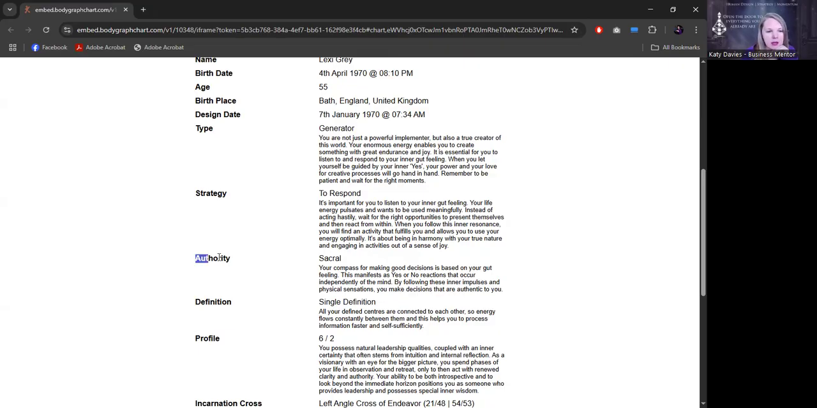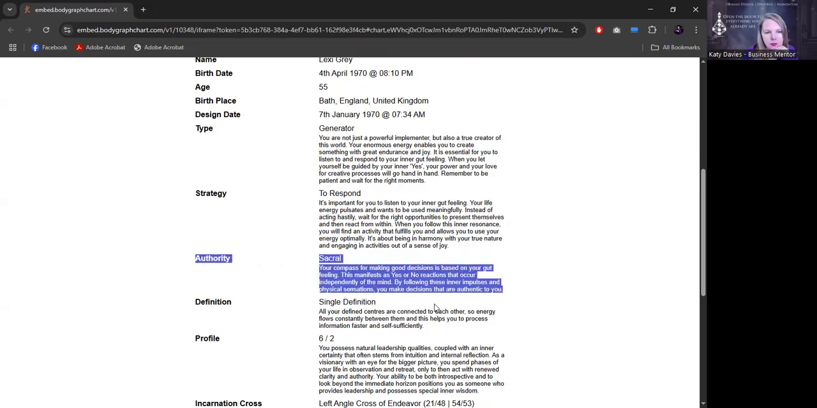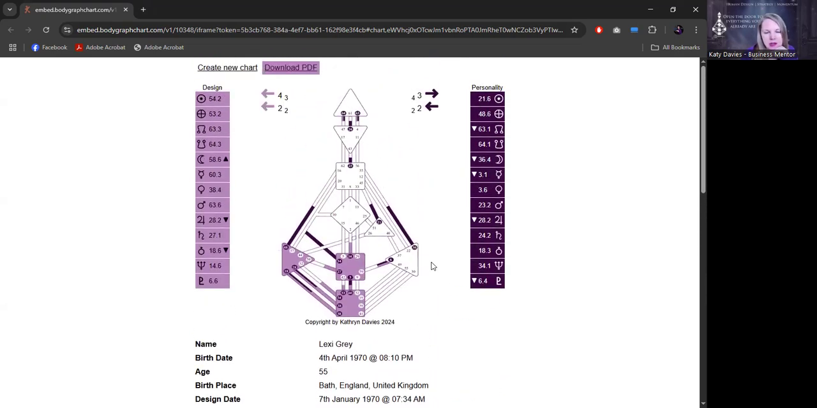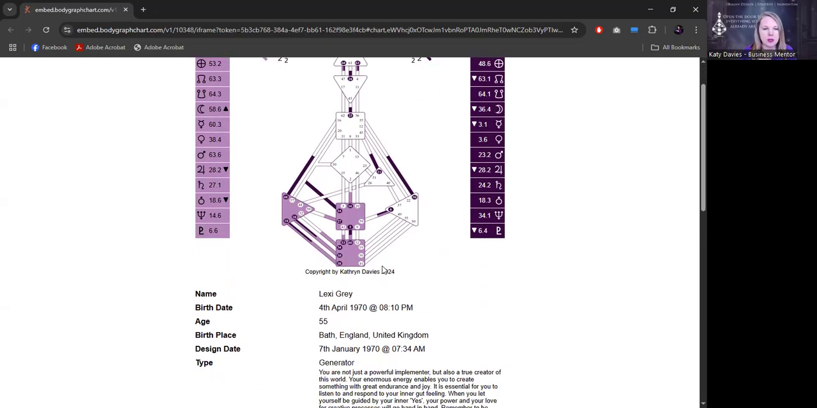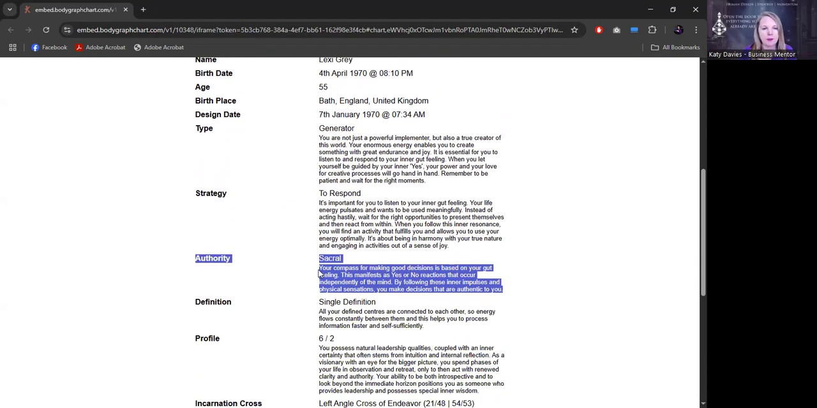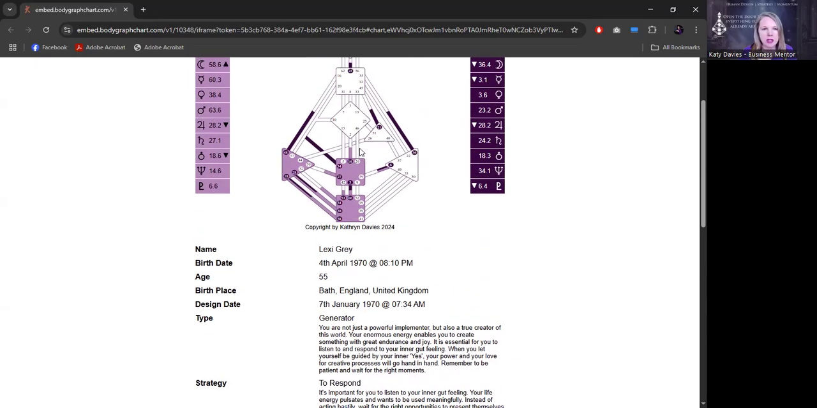The authority lets you know which one of these centers is guiding your decision making. Which one of the centers is the energy behind how you make your decisions? Now, I have an emotional authority. So for me, it is this center over here, which is helping to guide my decisions. In this particular made up example, it is a sacral authority, so we have this center here guiding the decisions. If you are a splenic authority, it is the spleen over here guiding the decision.